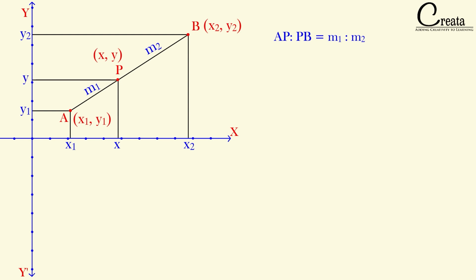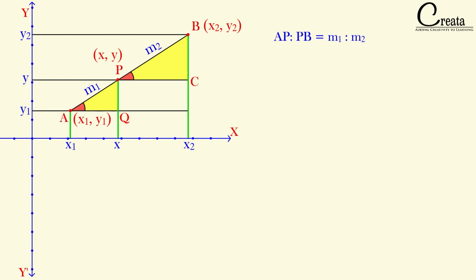These lines are perpendicular to the x-axis and y-axis. Further, on extending these lines, are you able to observe these two triangles? Let's name these two points point Q and point C. We get two triangles, triangle APQ and triangle PBC. These lines are perpendicular to the x-axis and these lines are perpendicular to the y-axis, meaning these three lines will be parallel to each other.